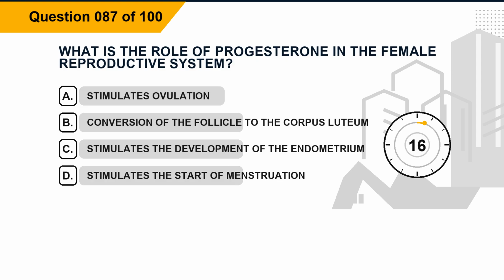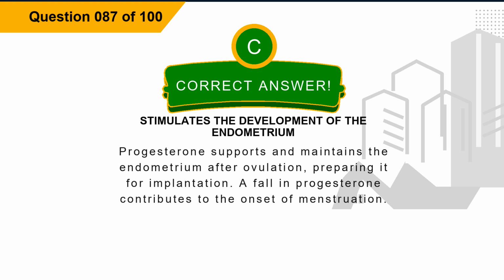Question 87. What is the role of progesterone in the female reproductive system? Option A, stimulates ovulation. Option B, conversion of the follicle to the corpus luteum. Option C, stimulates the development of the endometrium. Option D, stimulates the start of menstruation. The correct answer is option C, stimulates the development of the endometrium.